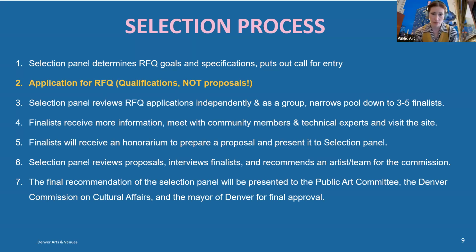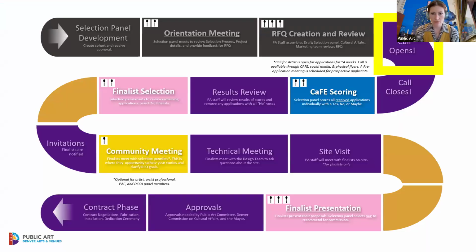Those finalists then have a proposal time period where they get more information, they meet with community members, they learn a lot more technical information about the site, and then they ultimately present it to the panel. They also receive an honorarium to create that proposal. And then once proposed, the panel will make their decision, and then once it's approved, we can move forward with officially selecting that commission. Here's just a visual of that same process, a little easier to see. So we're at where that yellow square is. There's quite a bit further to go.